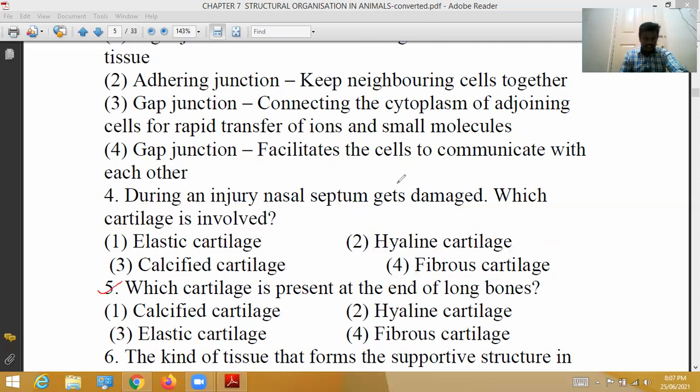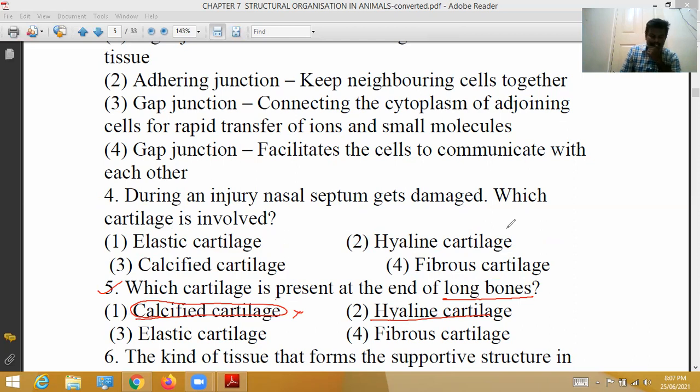Next, fifth question. Which cartilage is present at the end of the long bones? Calcified cartilage is not located in long bones. It is the wrong option. So, hyaline cartilage. Yes, hyaline cartilage is the most abundant type of cartilage.